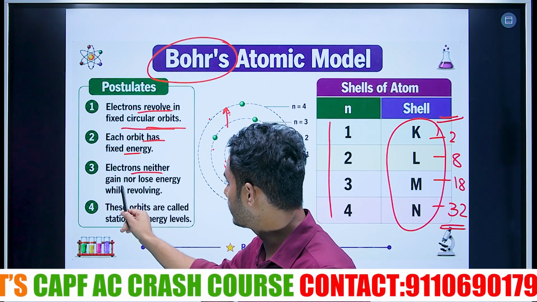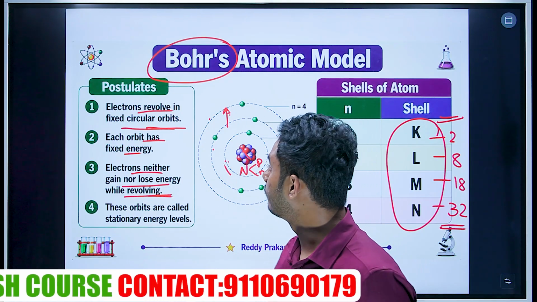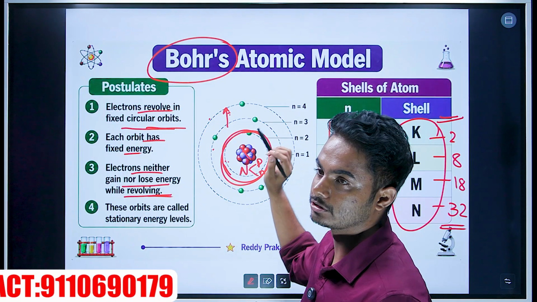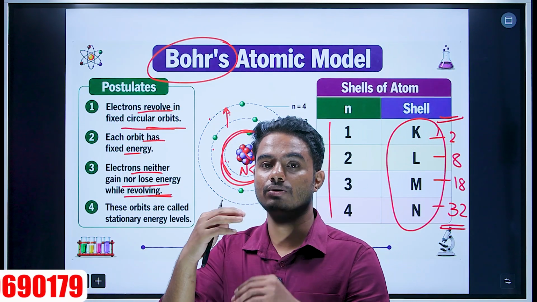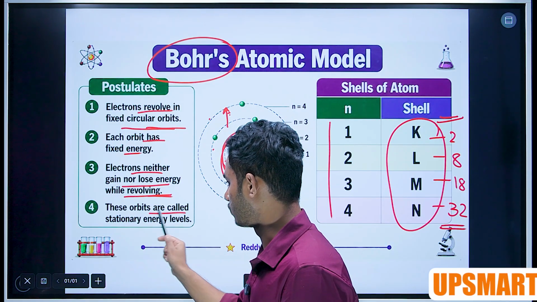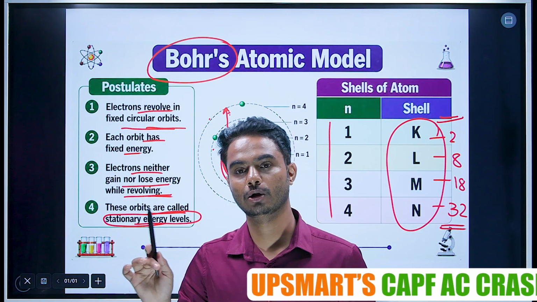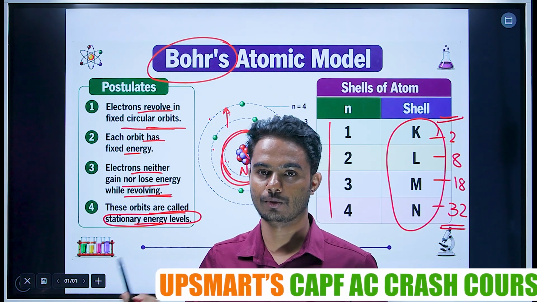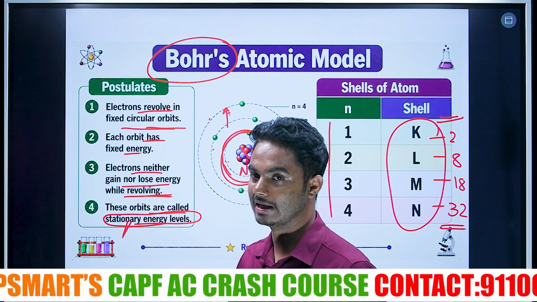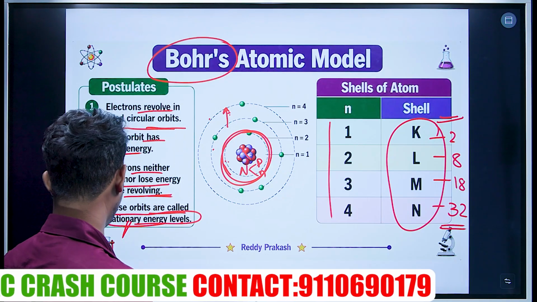Next, electrons neither gain nor lose energy while revolving. Revolving means that while the electron is in a particular shell, it will neither gain nor lose energy. But when it jumps over the shells, it will gain or lose energy. Next, these orbits are called stationary energy levels, because each orbit has a particular energy and electrons revolve around it without losing energy. Stationary means same energy levels. Easy, right? We'll move ahead.